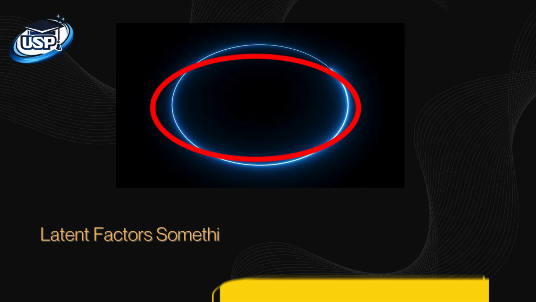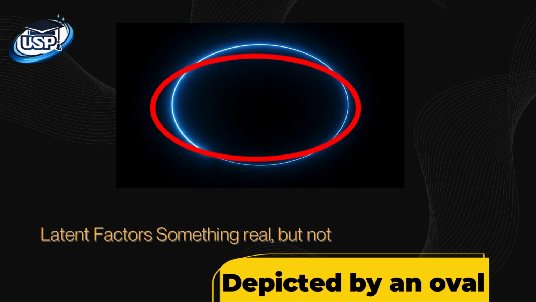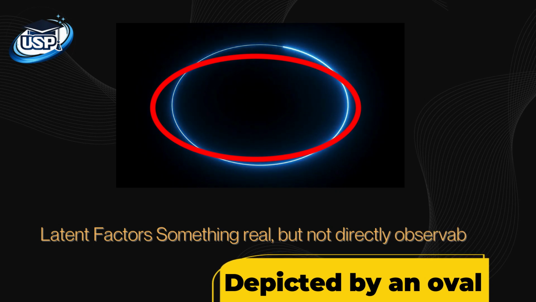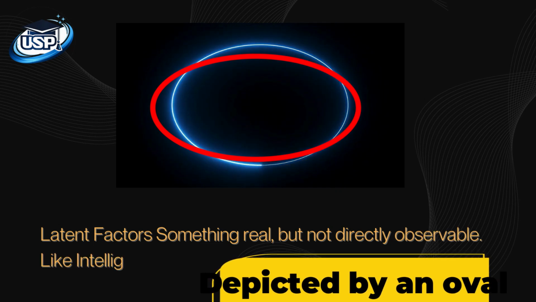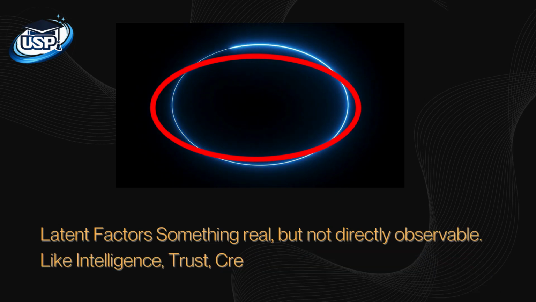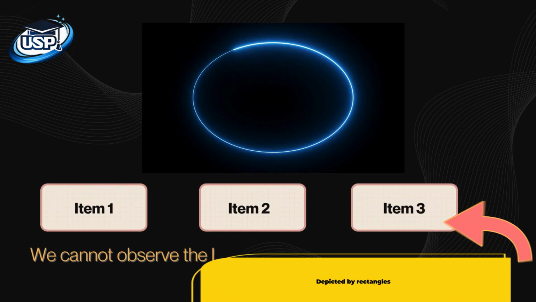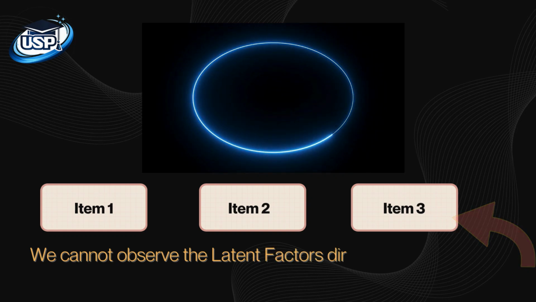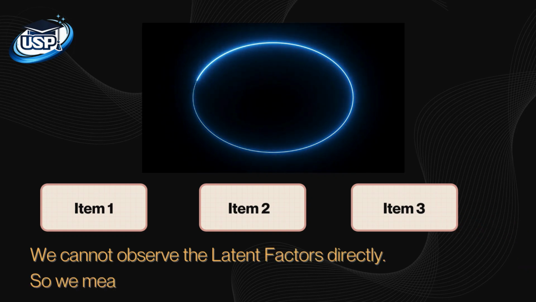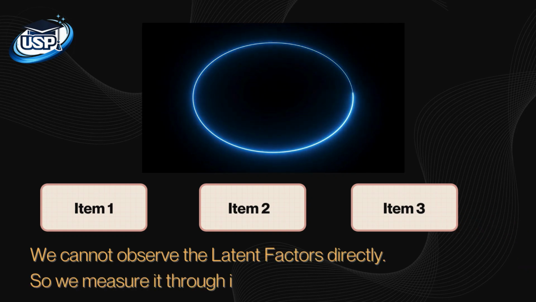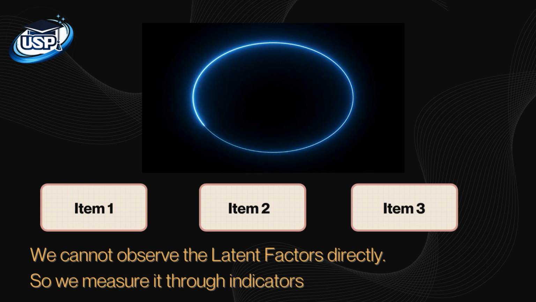Now everything in CFA boils down to this one latent variable. Something real but not directly observable. It could be intelligence, it could be credibility, it could be believability. A latent variable is measured by these items. So we measure it through the indicators, and these indicators are questions that you might be asking people, and they could be on a 5-point Likert scale.